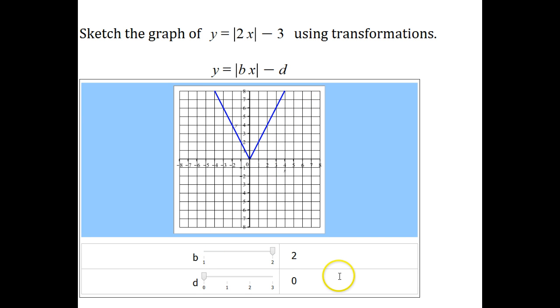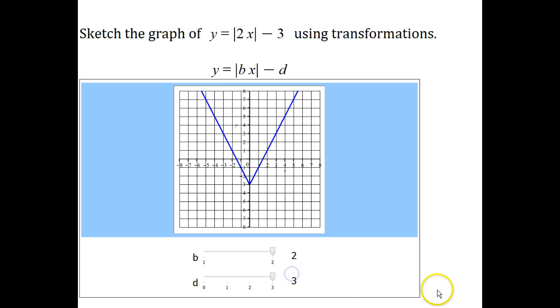Okay, notice the range has not changed though. The lowest y value of the graph is still 0. There is no highest y value in our graph. Now lastly, we're going to move this down 3 units. Just shift the entire graph down 3.